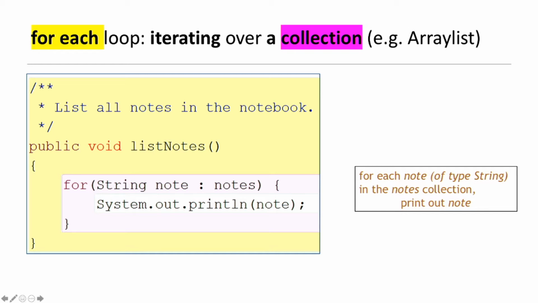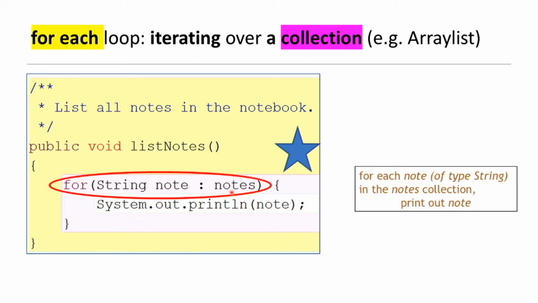And we see that I'm saying for each note, which is of type string, notice the colon, in the notes array list, notes collection. And we know that notes is an array list. And then system.out.println. And then what are you printing out? We're printing out the specific note from that notes collection. So this syntax is important. And it's one thing being able to write it, you also need to understand it and to be able to read it out.